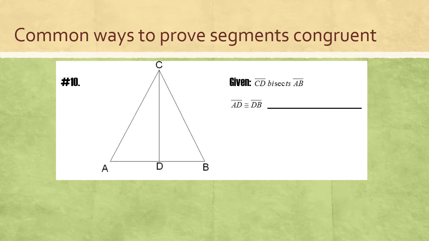So if I told you that the segment CD bisects the segment AB, well then how can we conclude here that AD is congruent to BD? Well, that's exactly what a bisector does. It's the definition of a bisector. That's what they do. They're going to cut it in half.